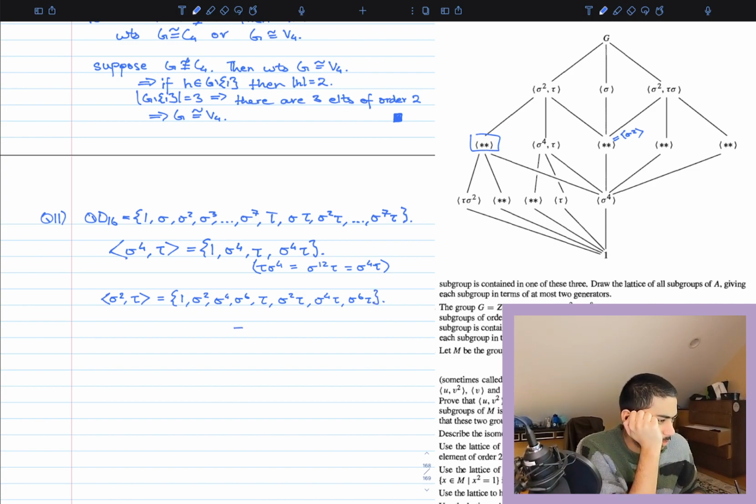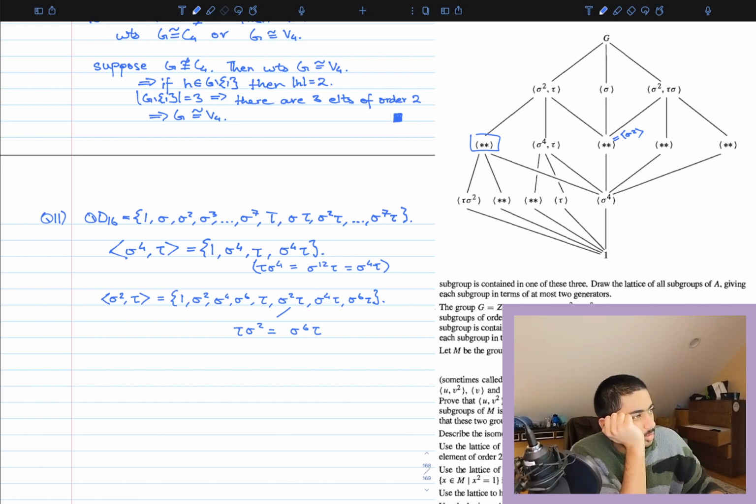And I also should make sure that tau times sigma squared and all the reverse versions of these are already in here, right? So if we take a look at this, we can swap these two and get sigma to the 6 tau. So if we swap these, we just end up getting this. And similarly, if we swap these, we would probably end up getting this. And we already saw back here that if you swap the order of this, it just comes back to equal itself. So this is it. These are the only elements in this group.